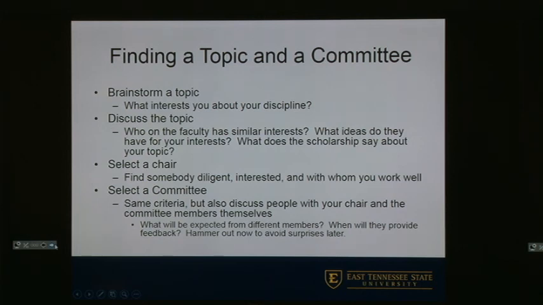Remember, all this is voluntary. You can't make somebody agree to be your chair. You can't make somebody agree to serve on your committee. So you're looking for people who are interested in what you want to do. When you're talking to them, think of it as a bit of a mini job interview. You want to put a good face forward so that they'll want to participate in your thesis and dissertation process. What will be expected from the different members? Will they provide feedback? It's always best to work out the arrangements in advance so there are no surprises later.